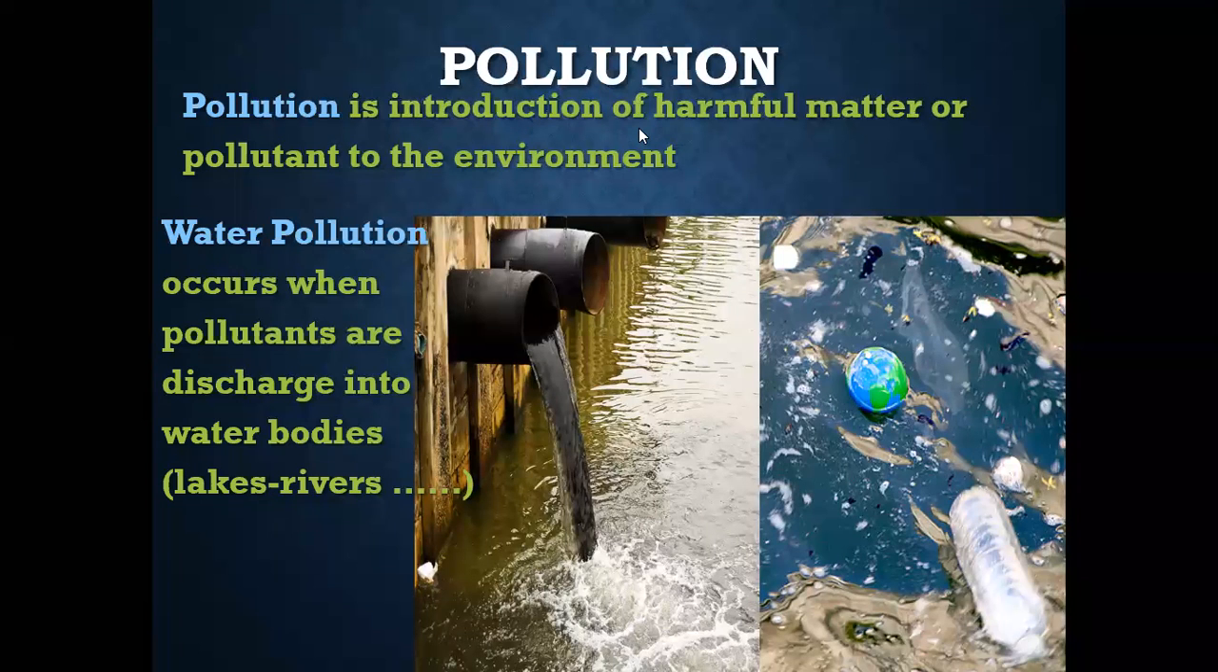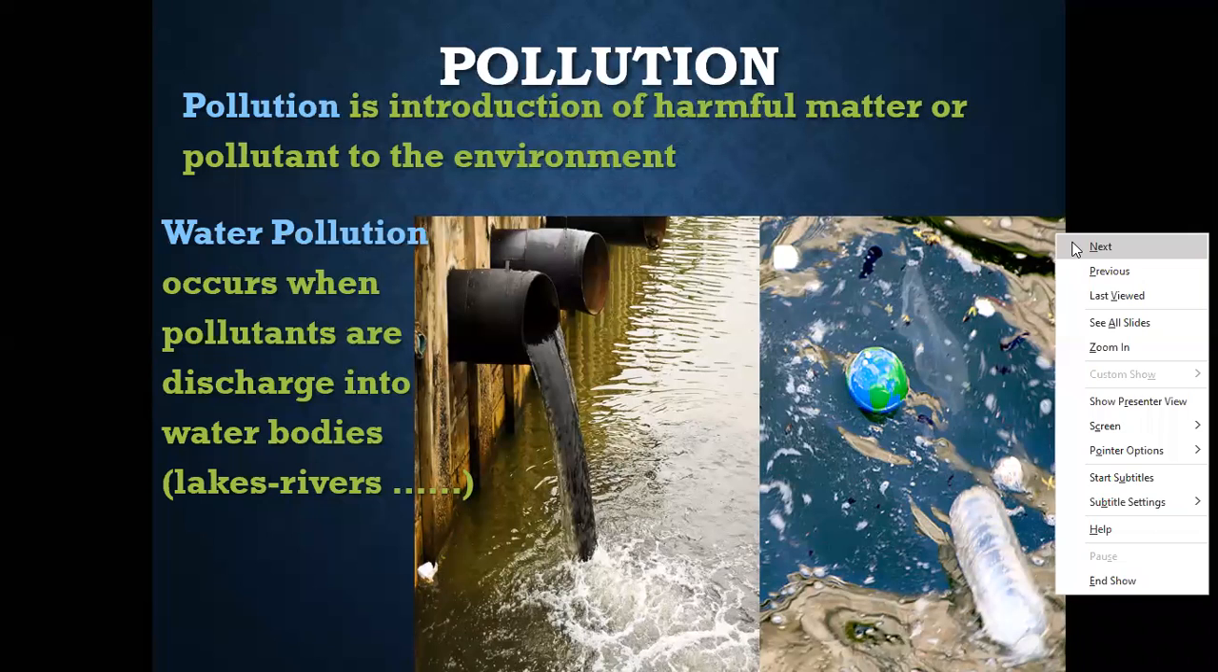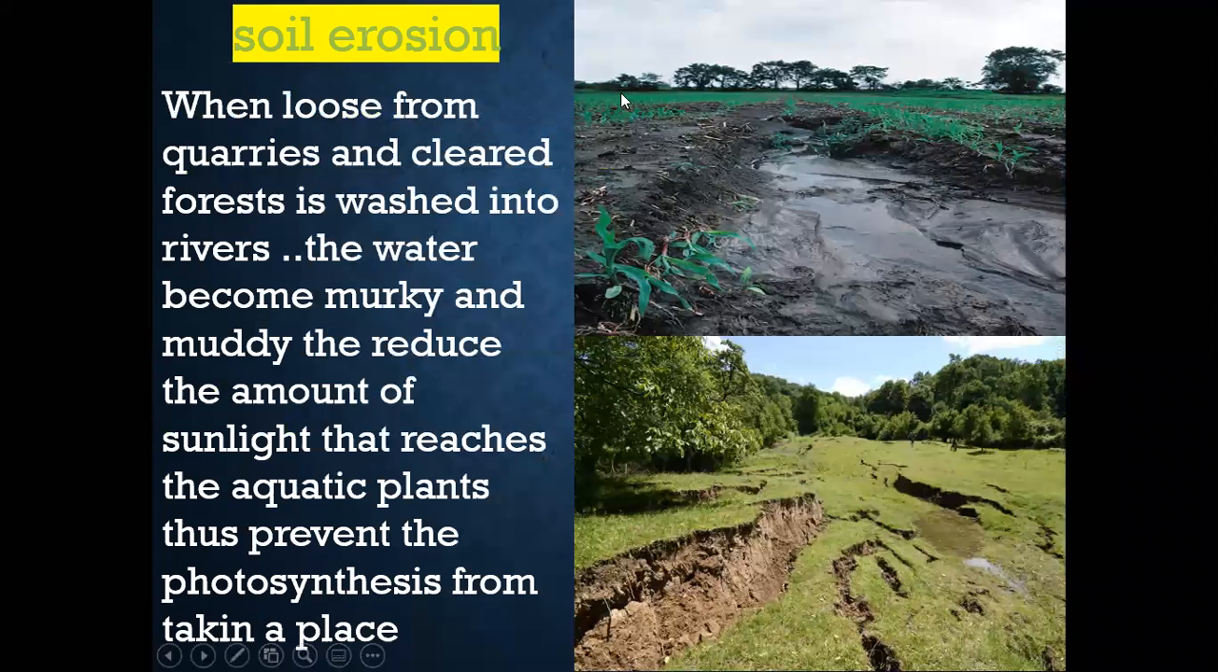Introduction of harmful matter or pollutant to the environment. Water pollution occurs when pollutants are discharged into water bodies like lakes, rivers, oceans, and seas. Okay? Any harmful substance we throw inside water makes water pollution. Water pollution again occurs when pollutants are discharged into water bodies like lakes, rivers, oceans, and seas. Do you have any question in this part? No. Okay.